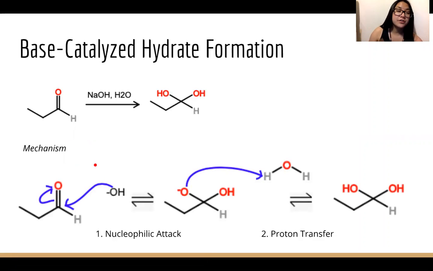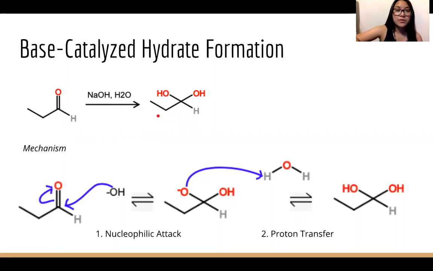So the first reaction we're going to go through is the base-catalyzed hydrate formation. The starting material right here is an aldehyde. You can also use ketones, but just remember that aldehydes are more reactive than ketones, so I'm going to be using aldehyde throughout most of this presentation. And what results is this structure right here, which has two hydroxyl groups attached to one carbon. Remember, this is called a geminal diol. That's another way to say what the product is.